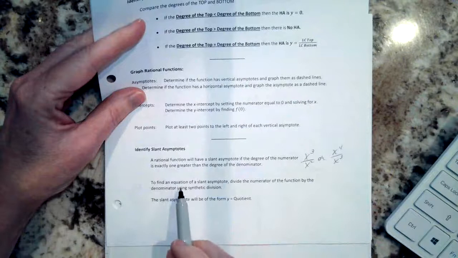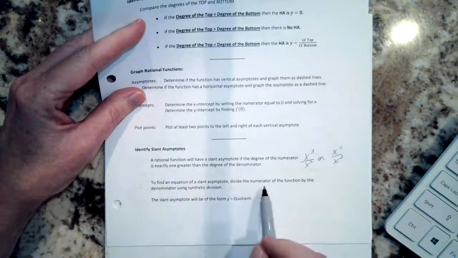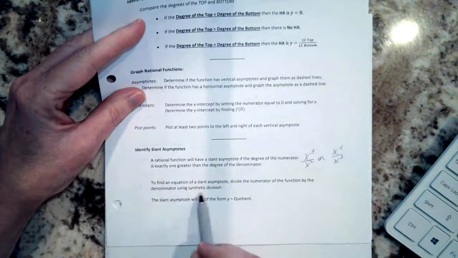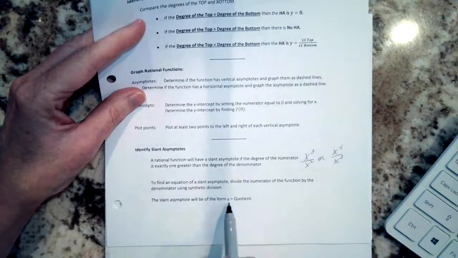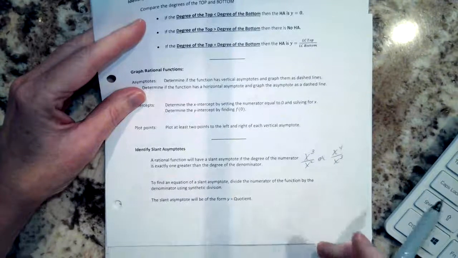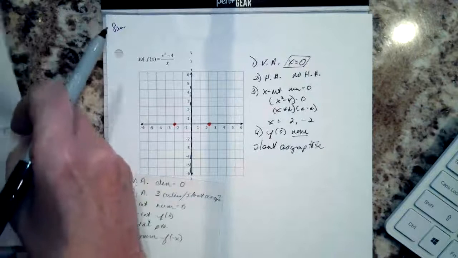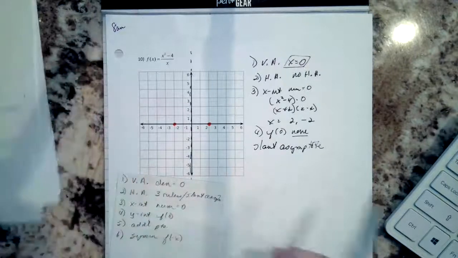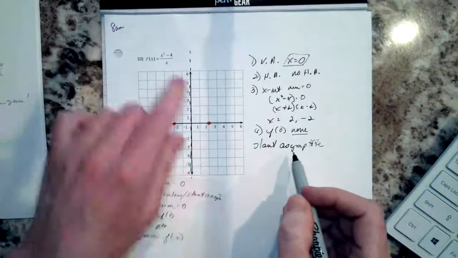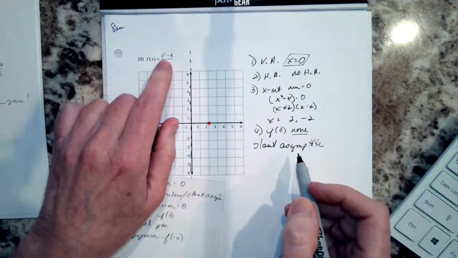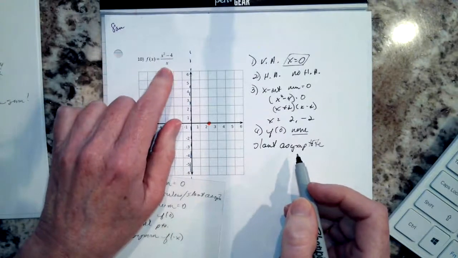To find an equation of a slant asymptote, divide the numerator by the denominator using synthetic division. The slant asymptote will be in the form y equals what we got for our answer. So I know that's a lot of words. Let's do 1 so I can show you what it's going to look like. In this particular problem, we're going to be dividing x squared minus 4 by x.